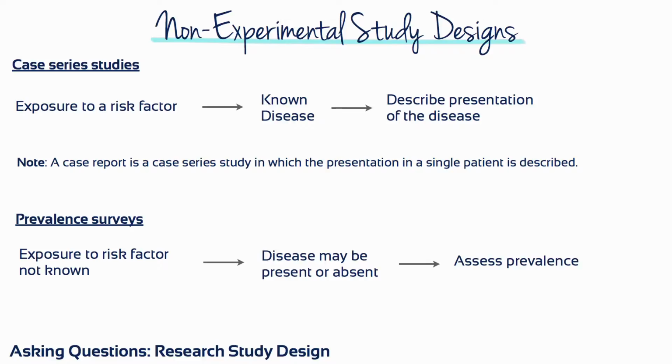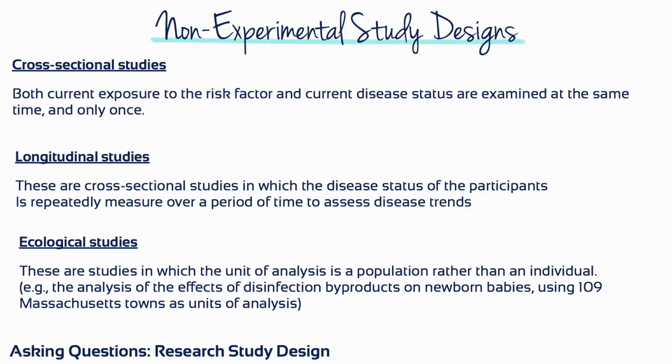Prevalence surveys are conducted to assess the prevalence of a specific disease in a specific time and a specific place. In cross-sectional studies, both current exposure to the risk factor and current disease status are examined at the same time and only once. These are snapshots of the relationship between the risk factor and the disease.